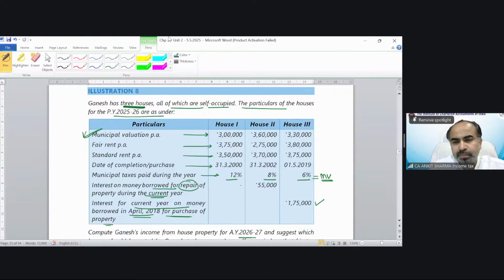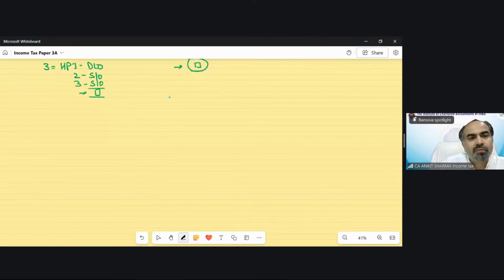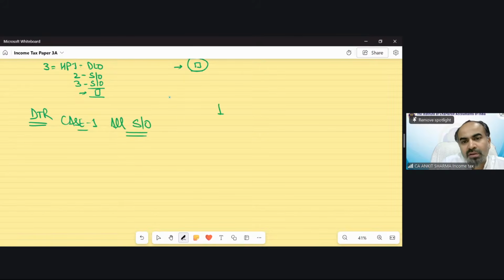So if we solve that question, first of all, under the default tax regime. Case 1, what do we need to do? Suppose all properties are self-occupied, all 3. The good news is, under the default tax regime, if properties are self-occupied, the value would always be nil. Case 2, all properties are deemed let out.